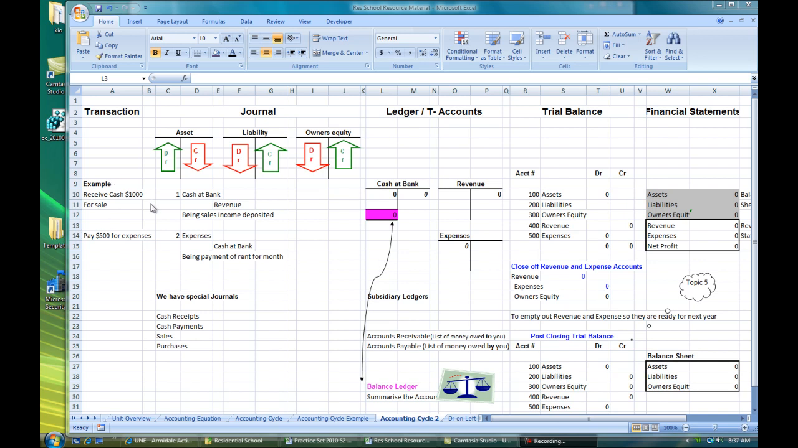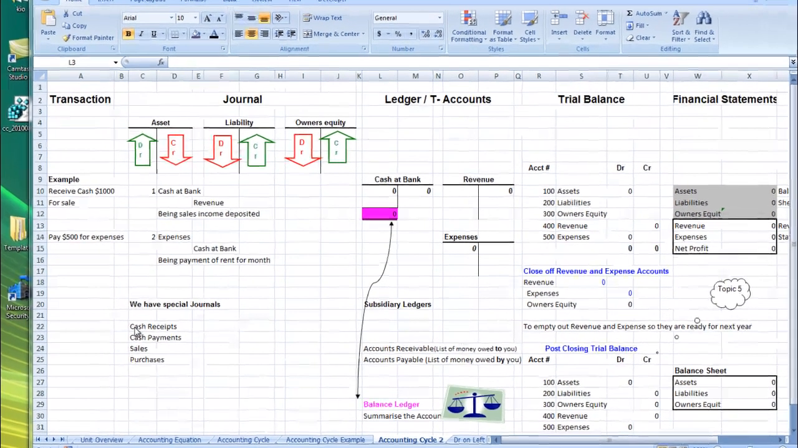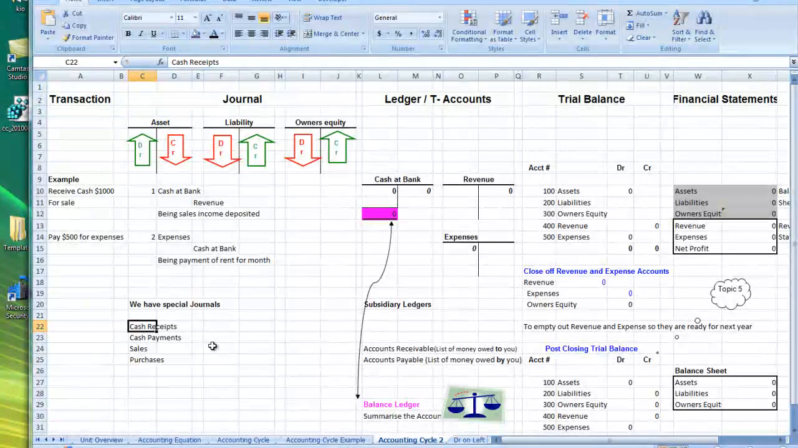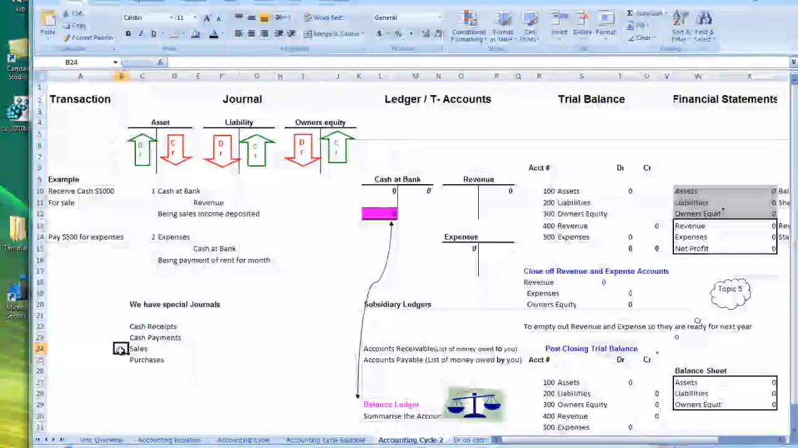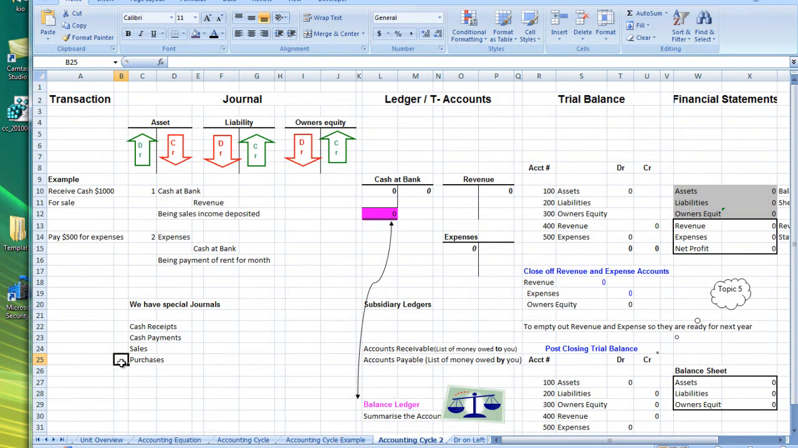So let's go back to the start, and we'll look at this with a very simple example. The example is you receive $1,000 cash for a sale, and at the moment we'll just use the general journals, though in this unit we have also referred to four special journals: the cash receipts special journal, the cash payments special journal, the sales special journal, and the purchases special journal. So the journal, cash receipt, let's see what happens.